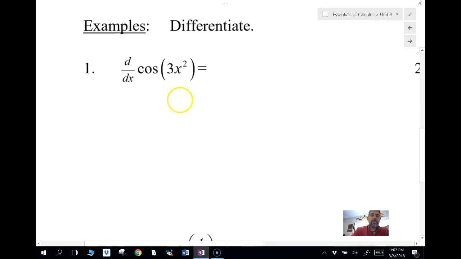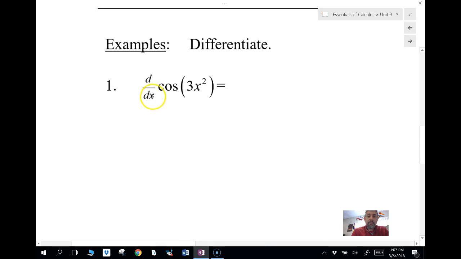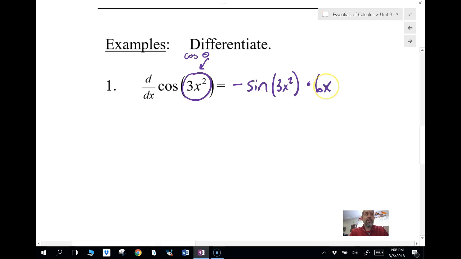So let's go and do some derivatives. The derivative of cosine of 3x squared. All right, so this has something inside our angle, right? Inside our angle, theta is 3x squared. So if we have something inside our angle, then we're using the chain rule. So the derivative of cosine is negative sine of 3x squared times the derivative of the inside, which is 6x. All right, so we can rewrite that if we'd like to, negative 6x sine of 3x squared.